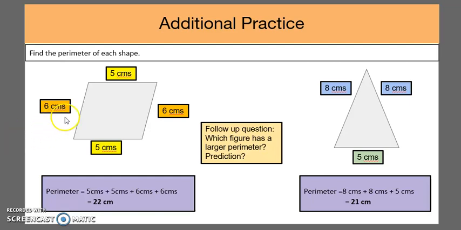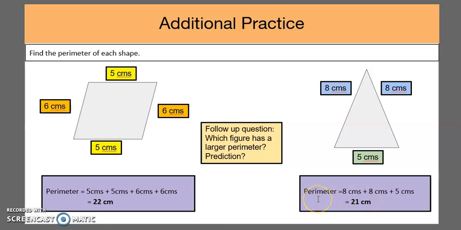When finding the perimeter of each of these polygons, we can have them locate each of the sides, put them down here in this space, and add up the values. Here in this quadrilateral, this four-sided figure, we have 22 centimeters. Over here, we have a triangle, and the perimeter here, when we add up all three sides, is 21 centimeters.